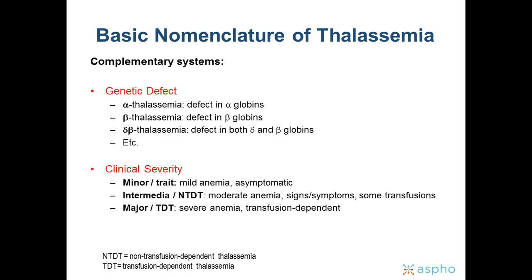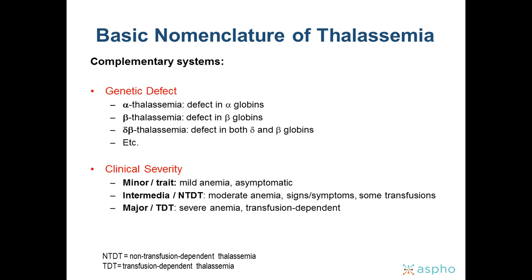All right. I think one thing that's confusing to many people about thalassemias is the naming, the nomenclature. And to break it down, it's actually quite simple. There's two complementary systems. One, there's a genetic defect or genetic nomenclature, and then a clinical nomenclature. And it's straightforward. Alpha thalassemia is defect in alpha globin genes. Beta thalassemia is defect in beta globin genes. There's delta beta thalassemias. There's gamma delta beta thalassemias. There's gamma thal. Whatever that is, you just name it after what gene is defective, not the one in excess.